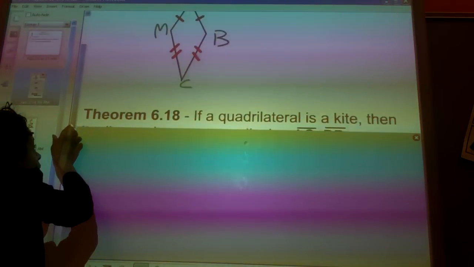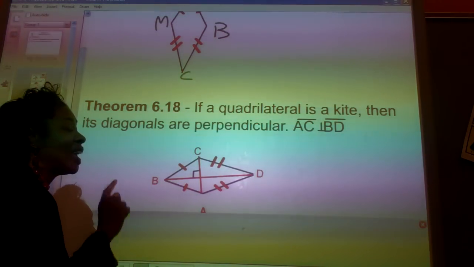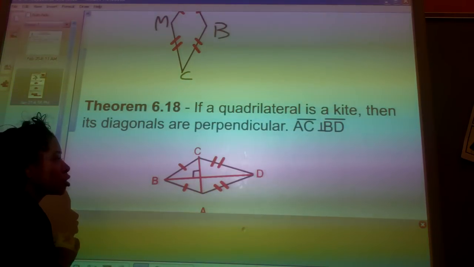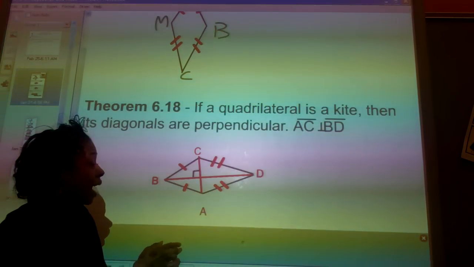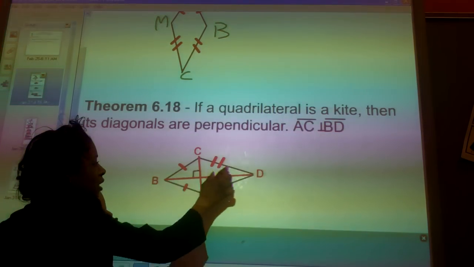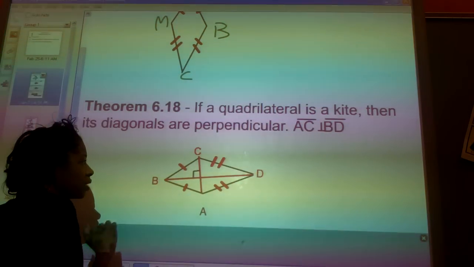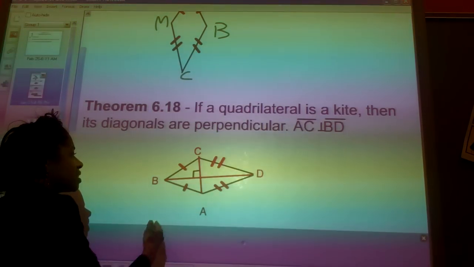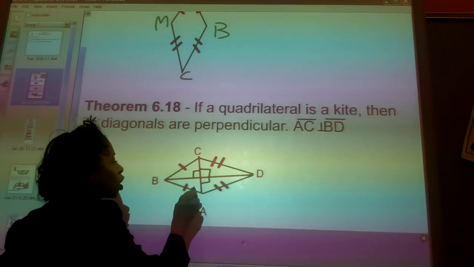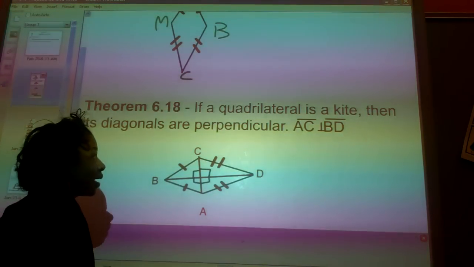Moving further, theorem 6-18: if a quadrilateral is a kite, then its diagonals are going to be perpendicular. So, I have kite ABCD, and you can see I've drawn the diagonals. The opposite of B is D, and the opposite angle of A is angle C. So I've drawn in the diagonals. What's special about the kite is that when I draw the diagonals, they will form perpendicular angles on the interior. Remember, perpendicular means all these interior angles are 90 degrees.